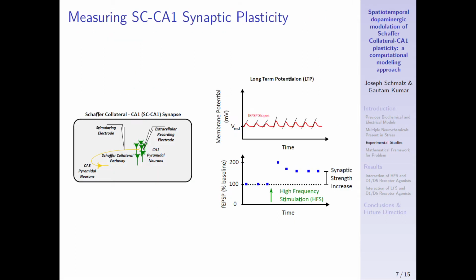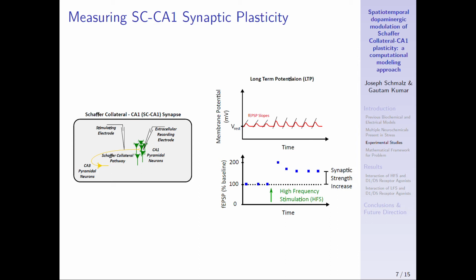In order to study Schaffer collateral synaptic plasticity, we must first have a way to measure it. Experimentally, this is done by inserting a stimulating electrode into the Schaffer collateral axon, as shown here on the left, then placing an extracellular recording electrode in the CA1 region of the hippocampus so that the field potentials of the CA1 pyramidal neurons are recorded.